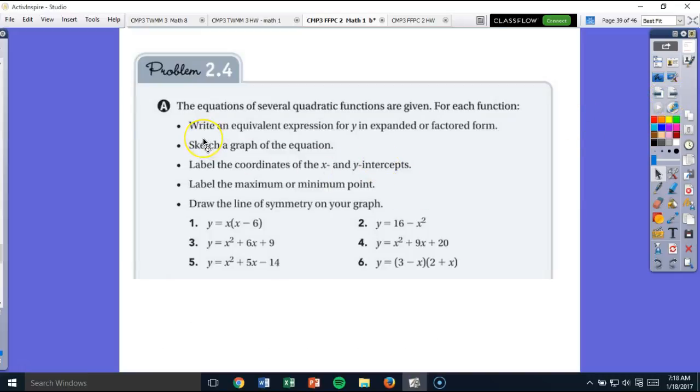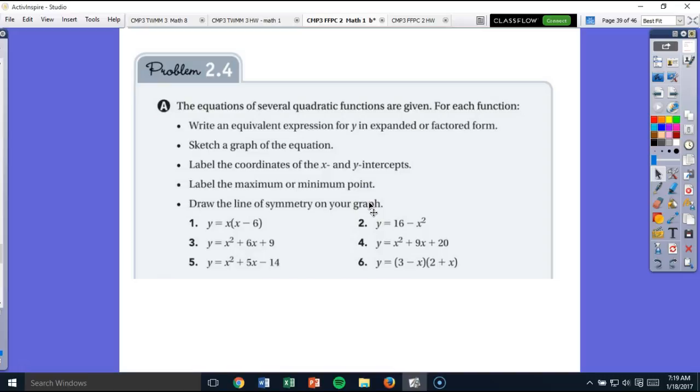With Problem 2.4, it asks us to do a variety of things, and it gives us these 6 different equations. And what it says is to write an equivalent expression for y in expanded or factored form. So if it's in factored form like this, it wants us to then write it in expanded form. If it's in expanded form like this, it would like us to then write it again in factored form. From there, be able to sketch a graph of the equation, label the coordinates of the x and y intercepts, label the maximum or minimum point, and draw the line of symmetry on your graph.